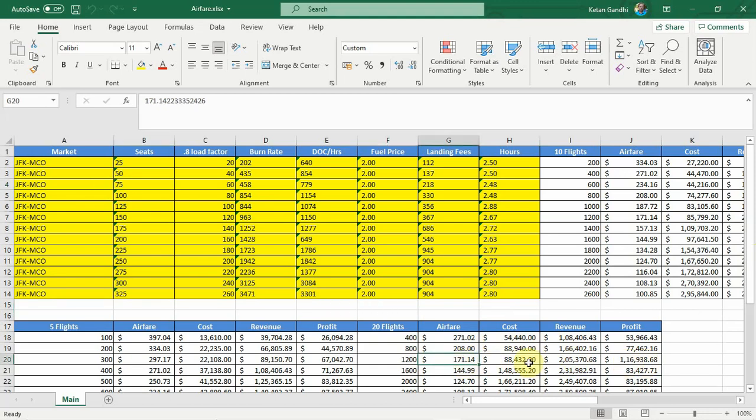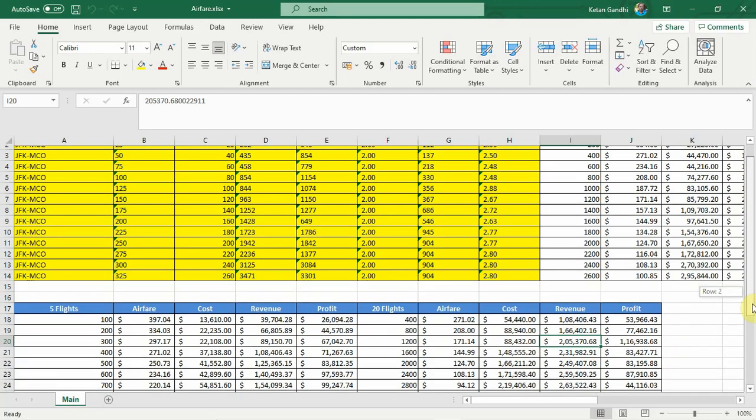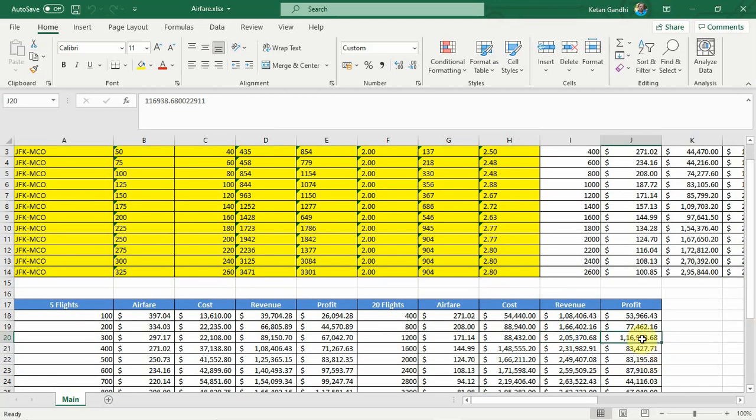What would be the average fare? The average fare would be $171 one way. The cost is 884,000 and so on. And the revenue is 2 million 53,708,600. So this is the profit generated for flying 20 flights per day with a 75-seater aircraft.